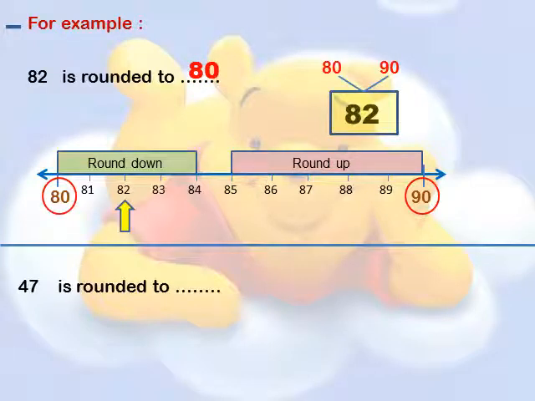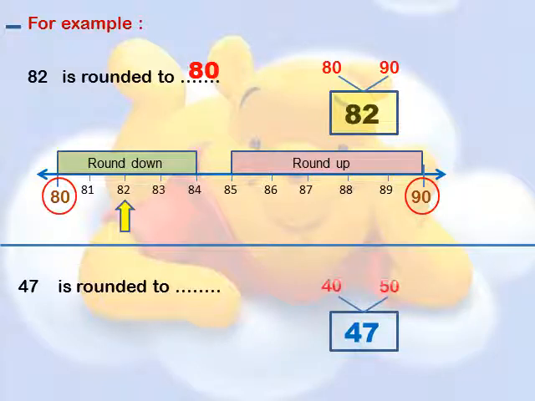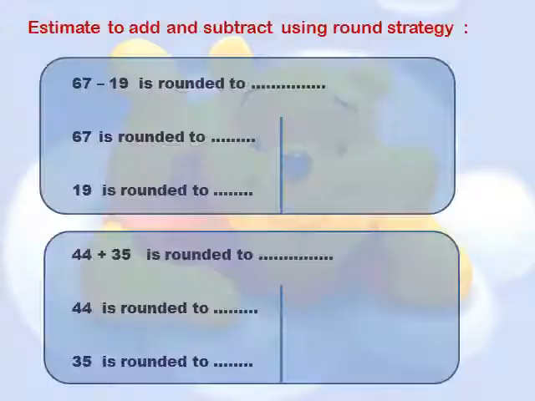Let's see another example. If I have 47 and I want to know what it's rounded to, I look for the tens before and after. It lies between 40 and 50. Let's look at the ones place. It's 7, a strong number. So this strong number will round up to the greatest tens. It will be rounded to 50.